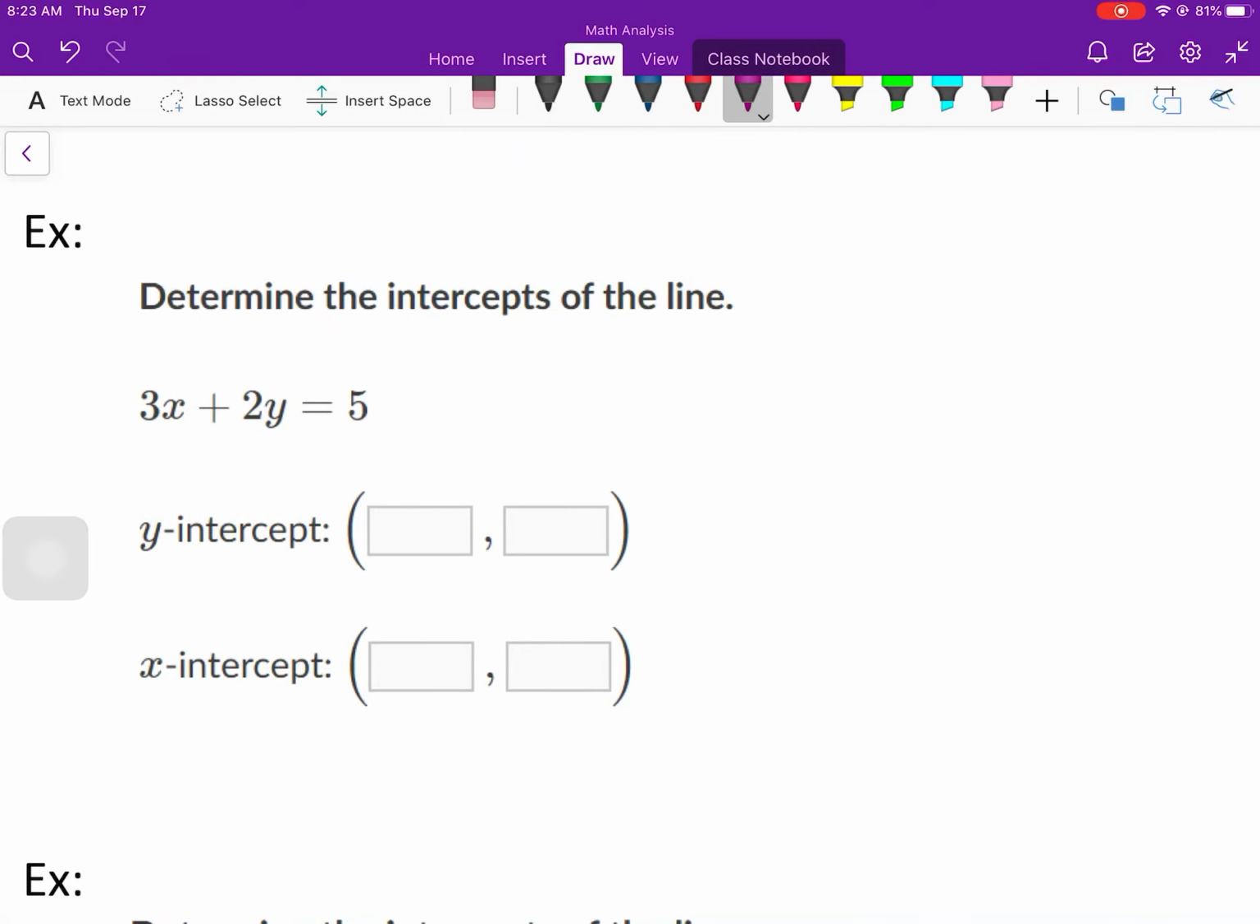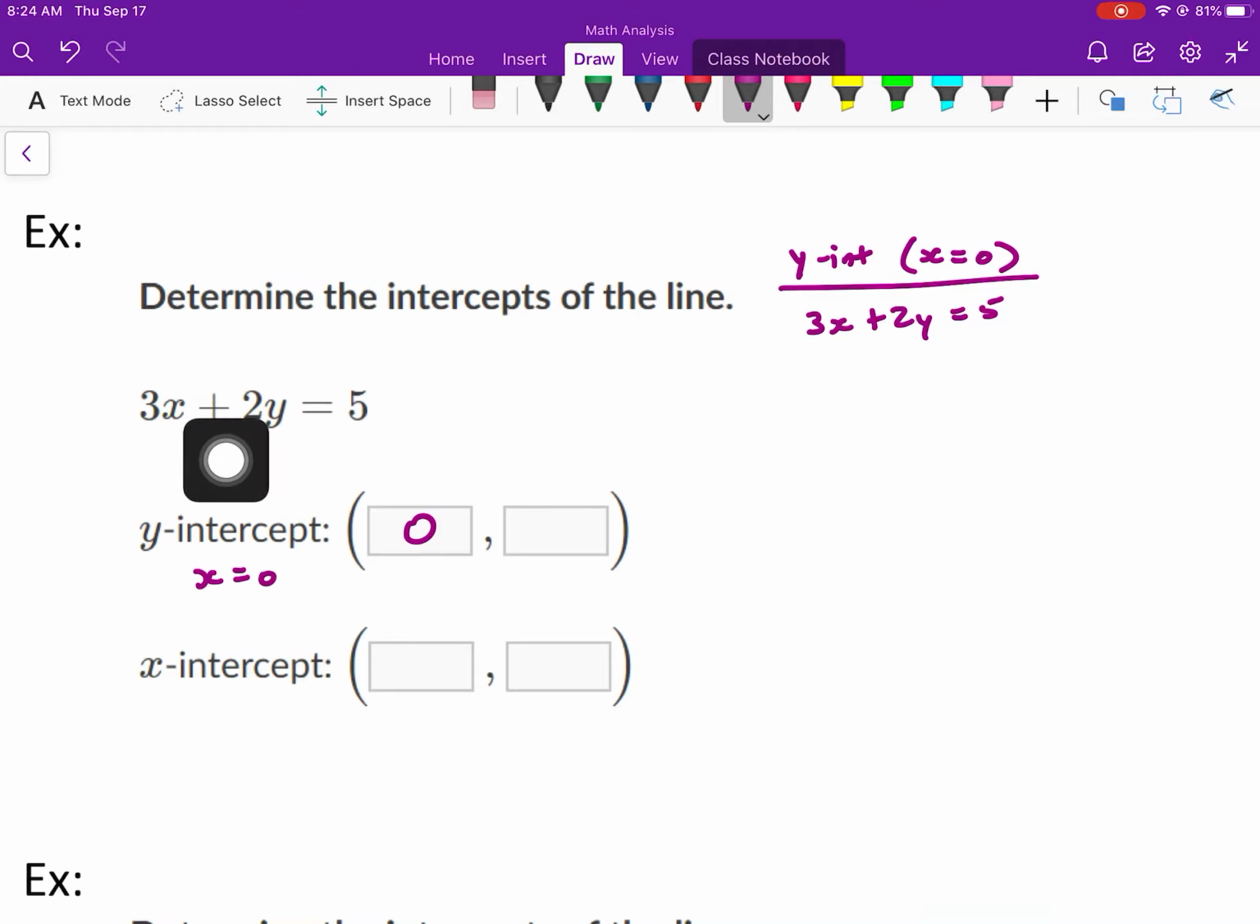So starting with the y-intercept. So looking at this equation for the y-intercept, we're going to make x equal to 0. So let's start with the y-intercept. I can already put a 0 in for the x right there. So we have 3x plus 2y equals 5. That's our equation right here that we're starting with. And I'm going to go ahead and substitute the 0 in for the x.